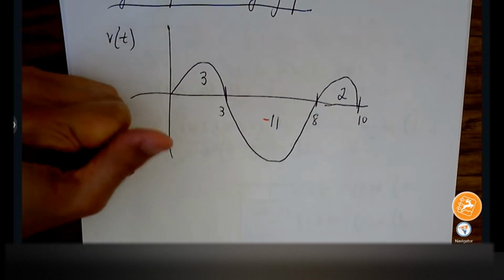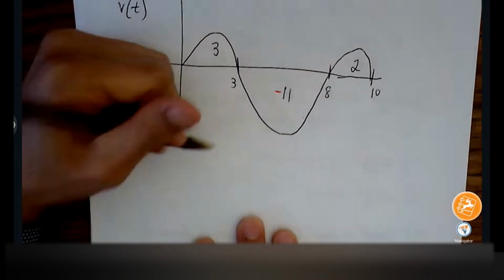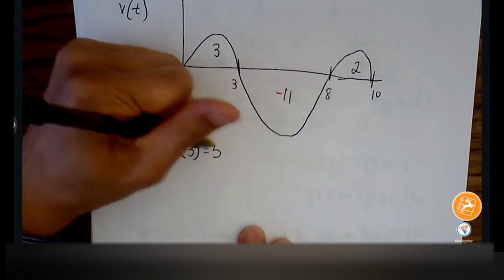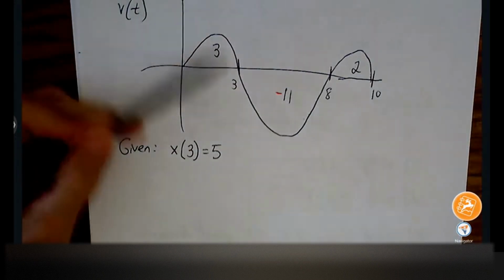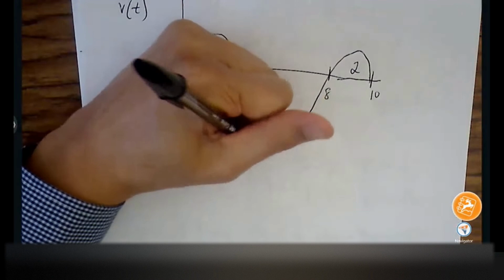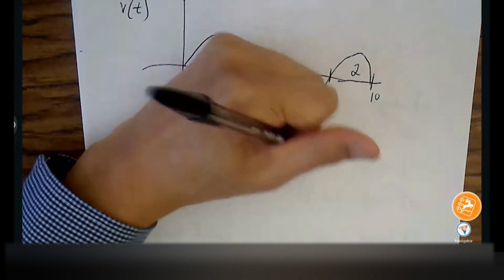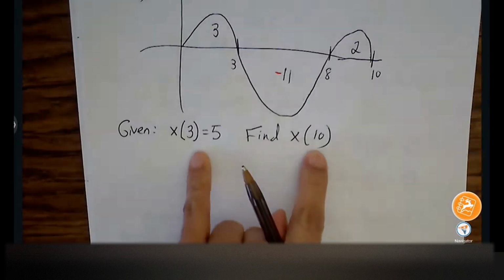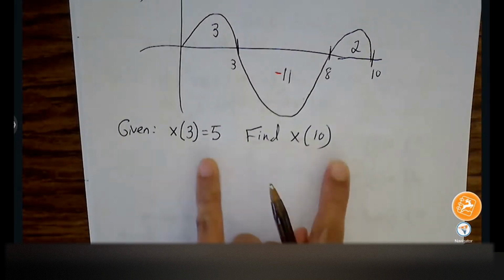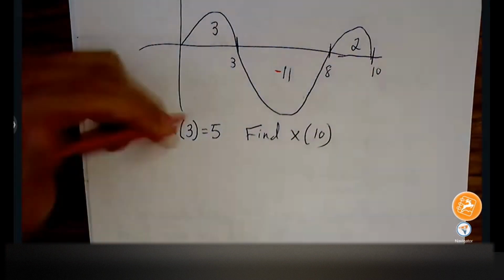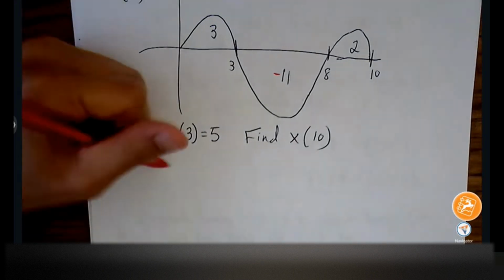So given x of 3 is equal to 5, that means at 3 seconds, this object is going to be on the x-axis, on x-intercept at 5. Find x of 10. So I want you to be able to utilize our final position formula. So here's the formula that we're going to be using here. And it's on your formula sheet.